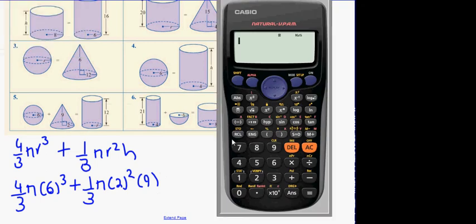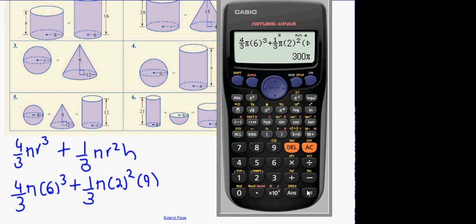Okay, so guys, it's just a matter of entering this into the calculator now. So it's 4/3 pi r cubed, and then it's going to be 6 cubed. So just make sure you get this out properly. So plus 1/3 pi r squared, 2 squared, multiplied by 9, close there, 300 pi.